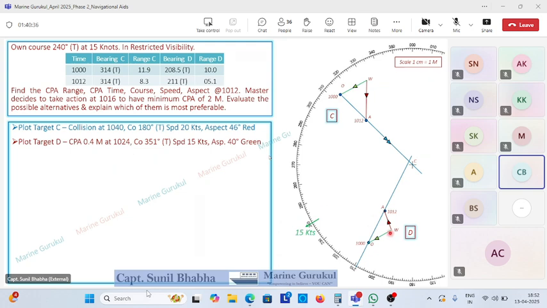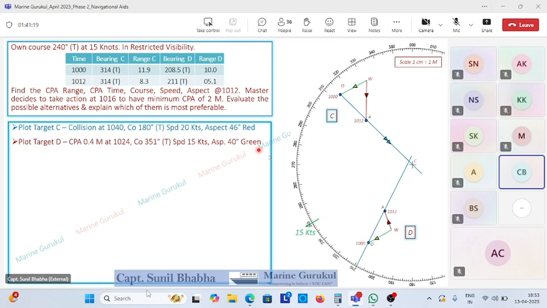We can measure the course of the target by the direction of WA, and the course comes out to be 351 degrees true. We also know the target has covered a distance of Whiskey to Alpha in 12 minutes. So interpolating it for 1 hour, we get the speed of the target, which is 15 knots. We also find out the aspect of own ship. So the angle between the heading of the target vessel and the bearing of our own ship from the target comes to 40 degrees, and it is green because our ship falls on the starboard side of the target.